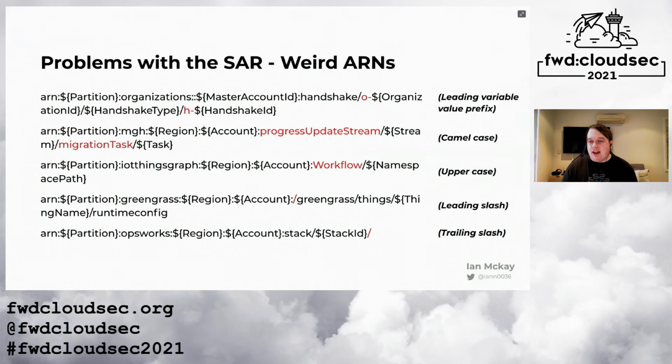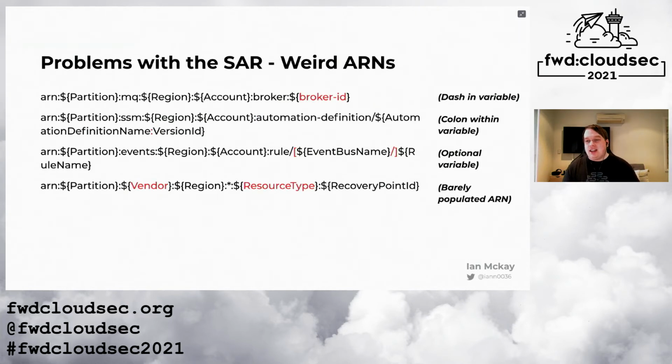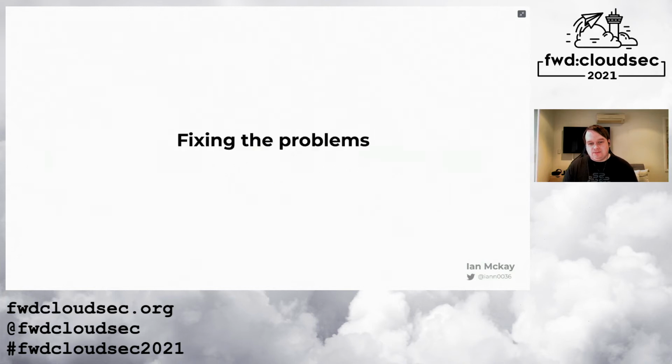And then there are just some weird ARNs. There are sometimes these hints in the ARNs, which is sometimes not helpful. There is camel case in ARNs, there is uppercase in ARNs. There are mandatory leading slashes in ARNs. There are mandatory trailing slashes in ARNs. Dashes in variables, colons in variables, optional variables, which is something I've never seen before, and sometimes barely populated ARNs that don't even get the service right. And so these issues are very prevalent within the SAR.